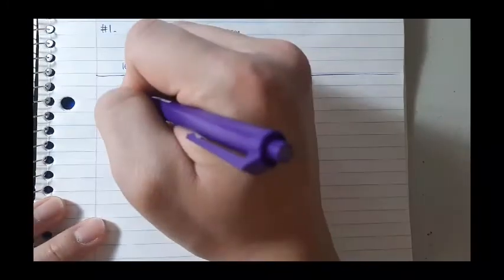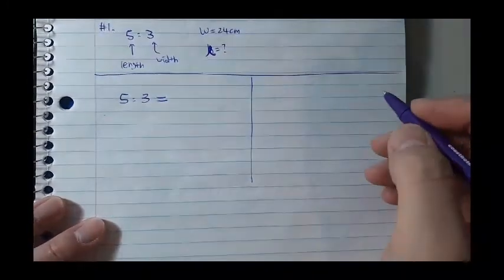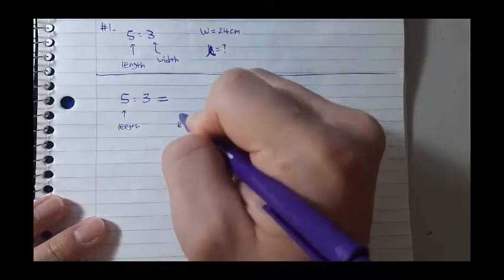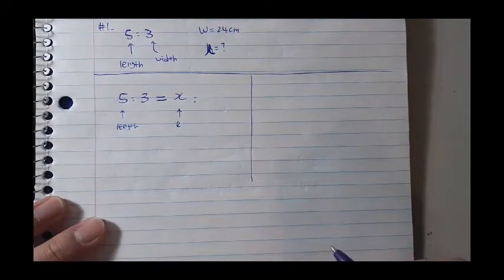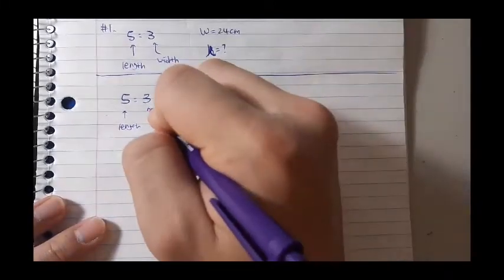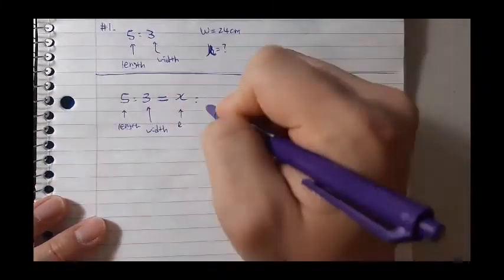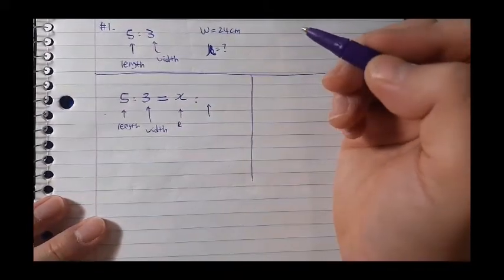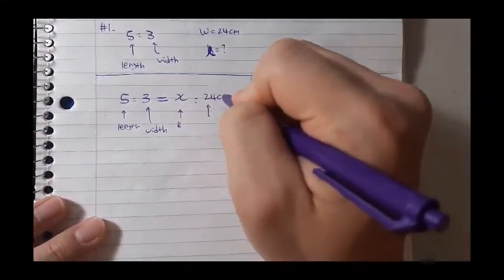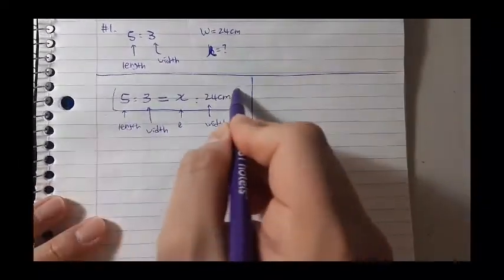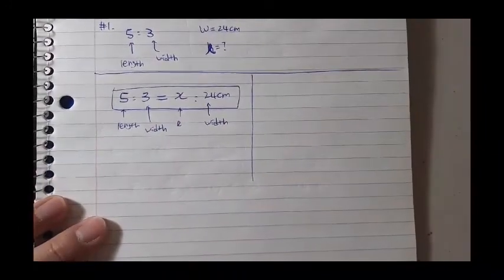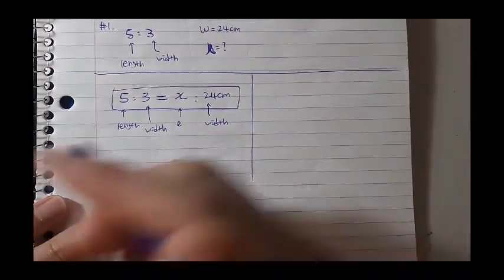Ratio method. You put 5 and 3 and have an equal sign. Length is on the left side, so length should belong to the left side, which unfortunately we don't know. So you can put unknown x, l, whatever you want to call it. Width is on the other side, which means I need to put the actual measurement of the width on the right side. So I have 5 to 3, which is equal to x to 24.